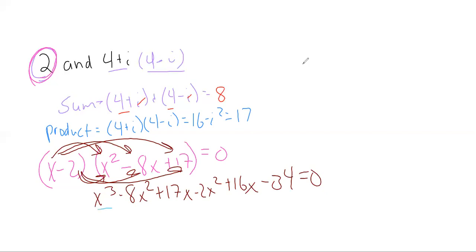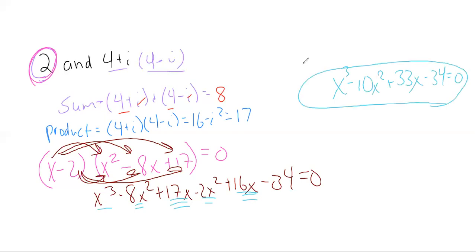You got x cubed, I'm going to write it up here. X cubed, negative 8x squared minus 2x squared is minus 10x squared. 17x plus 16x is plus 33x. And minus 34 equals 0. And there is my equation. And that is how you use the rules for polynomial equations.